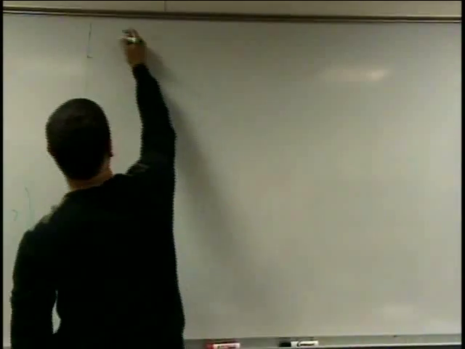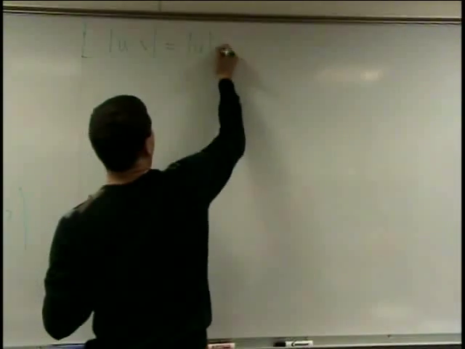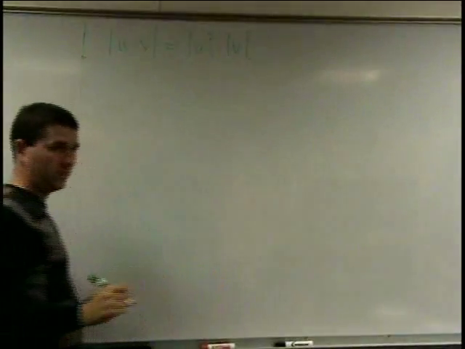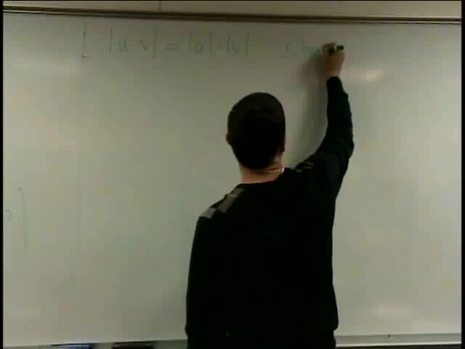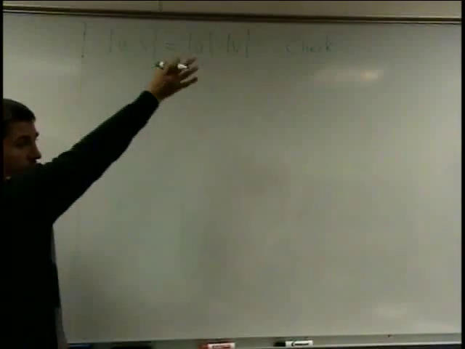I want you to check that if I take two complex numbers and I multiply them together and I take their norm, this is the same thing as taking their norms individually and multiplying. So please check this. Incidentally, once you have this, let's assume that we've proven this.